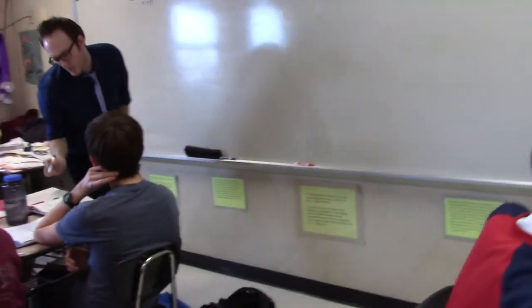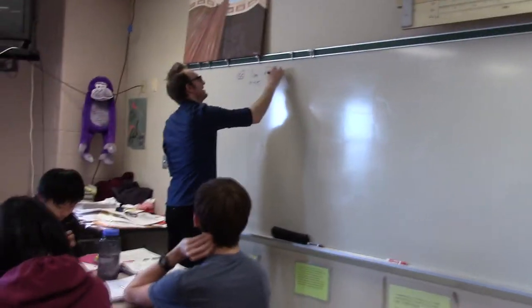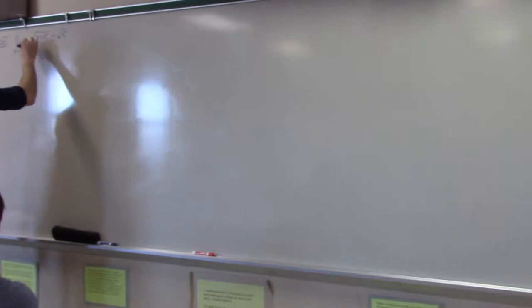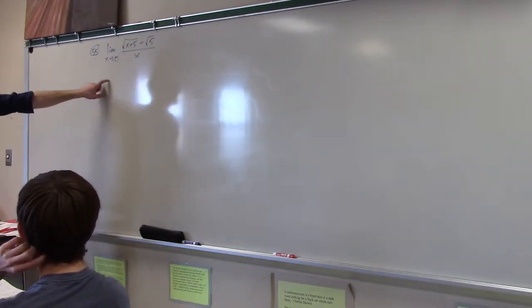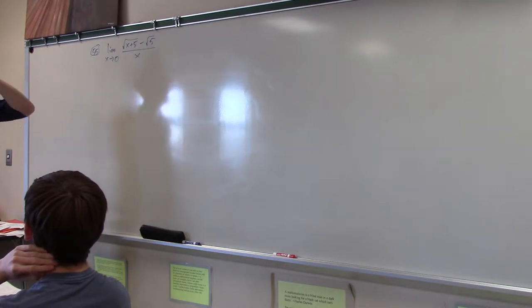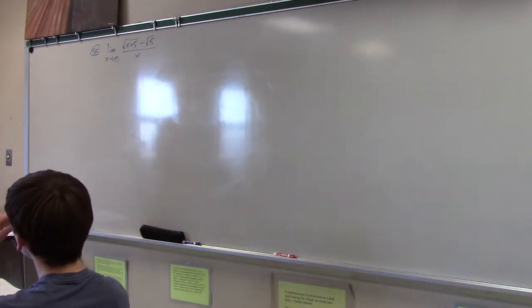55 was the limit as x goes to 0 of root x plus 5 minus root 5, over x. This was one of the hard problems, guys? Yeah, hard? You figured it out? Yeah. Limit as x goes to 0 of root x plus 5 minus root 5 over x.